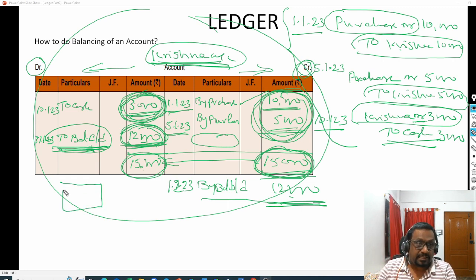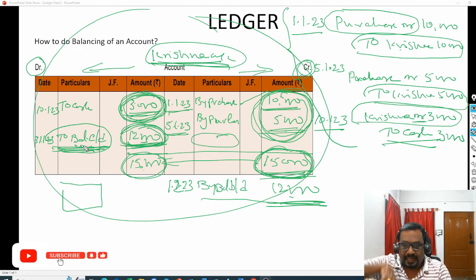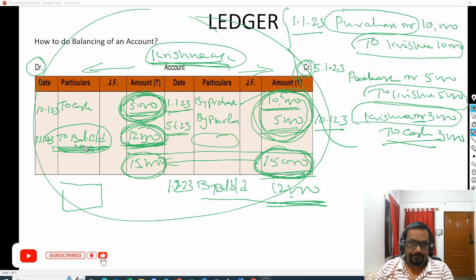So you need to understand where the balance carried down is coming. Here it is coming in debit side. Brought down is nothing but I am bringing down that balance from January month to February month. That is the meaning of it. I'm bringing down the previous month balance to the current month. Current month is February. Right? I hope you are clear.